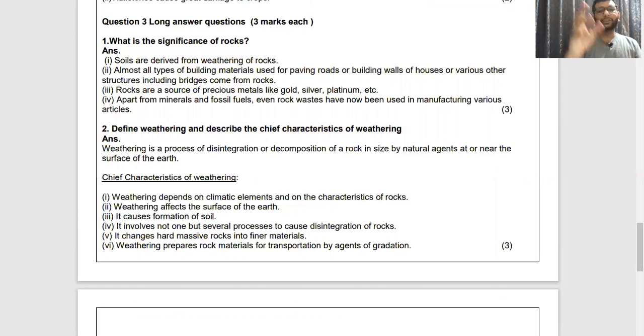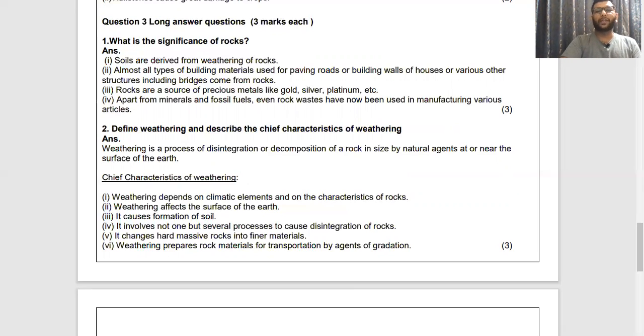So we see the rocks as a source of precious metals like gold, silver, platinum, and they've been mined, they've been removed from there. Apart from minerals and fossil fuels, even rock waste have now been utilized in manufacturing various articles. So looking at that, indeed rock has a lot of significance. Very simple answer, and please ensure that you're covering these points. Let's talk about the next one.